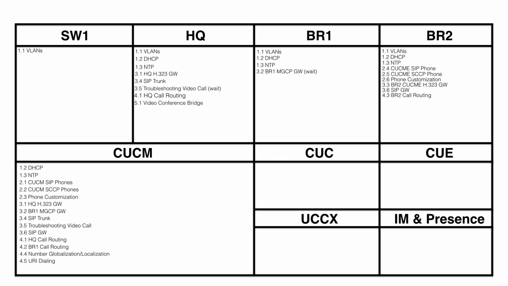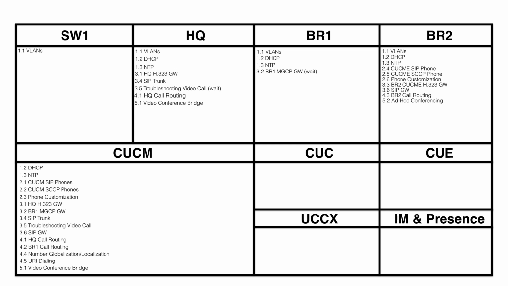It takes a lot of DSP resources to do a video conference, although I think you can get by with just a single PVDM3 128. Once we set that up on the HQ router, it then has to be defined on our Communications Manager server, so we'll put task 5.1, video conference bridge, for our Communications Manager server as well. And speaking of conferencing, task 5.2 has us set up ad hoc conferencing on router BR2.